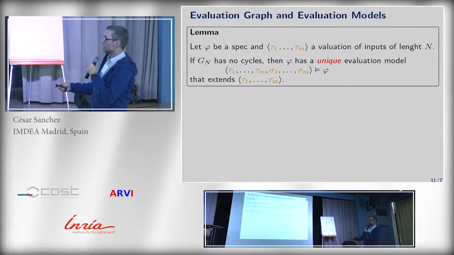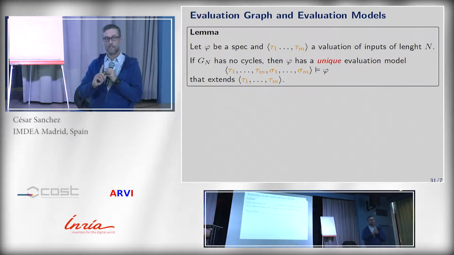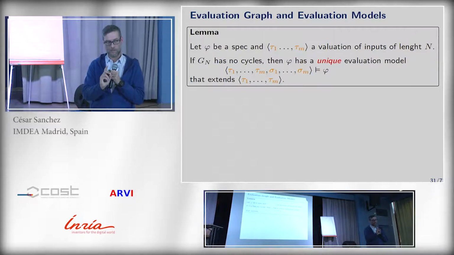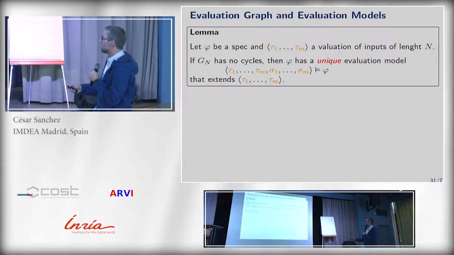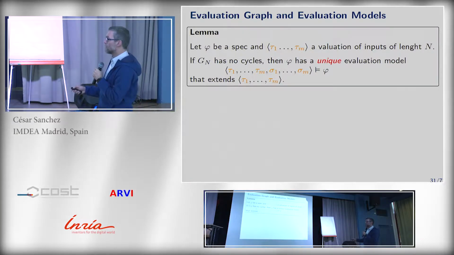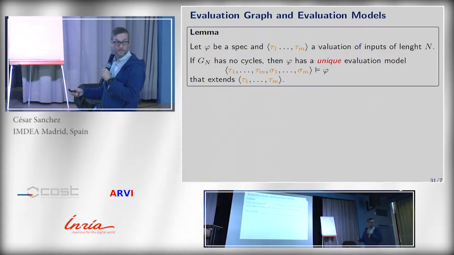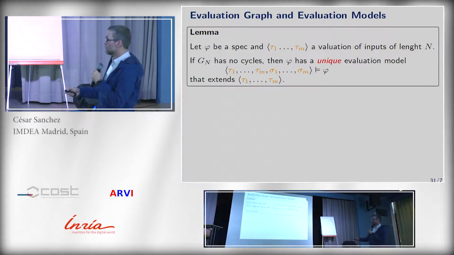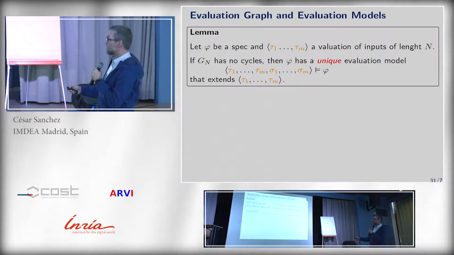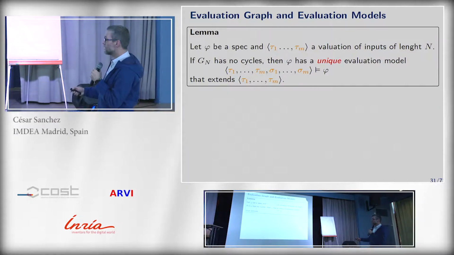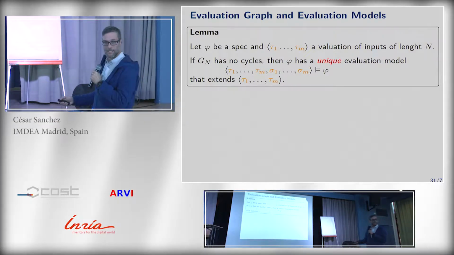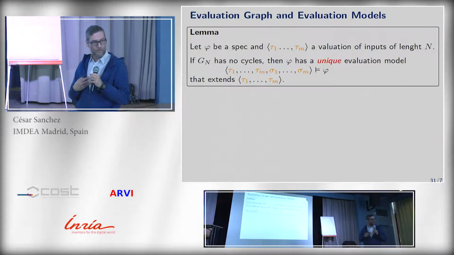Yeah. So give me a spec and give me only the streams of the input. Only the inputs, not the outputs. If my evaluation graph for the length of the inputs, for an arbitrary one, has no cycles, then my specification has a unique filling here that extends the input. How do I prove that?